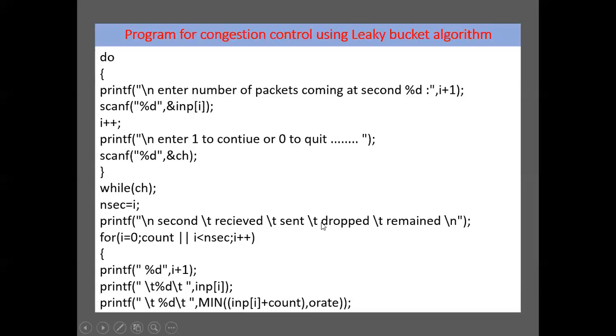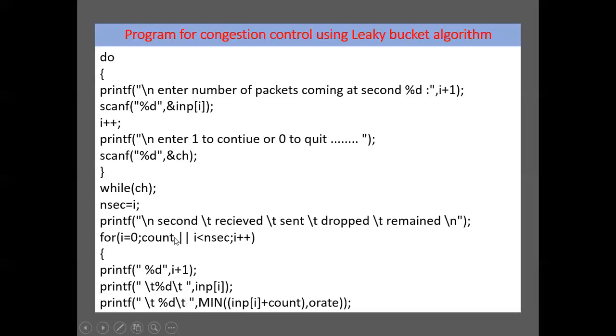Okay, we are printing these headings: second, received, sent, dropped, remained. For i equal to 0, count. So this is a logical OR symbol. Count logical OR of i less than n second. It means if any one of the conditions is true, then it's going to execute this.